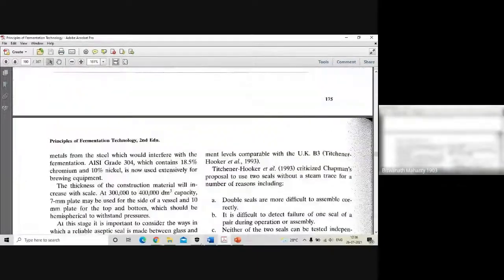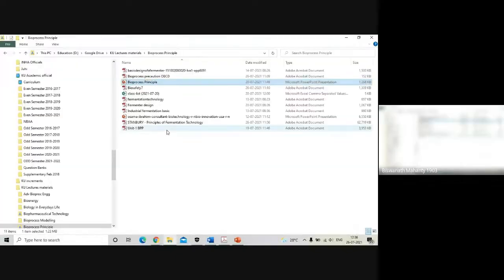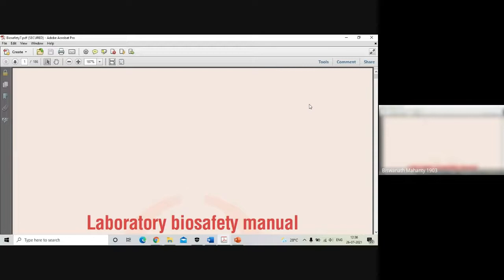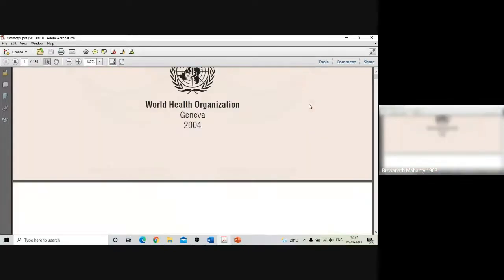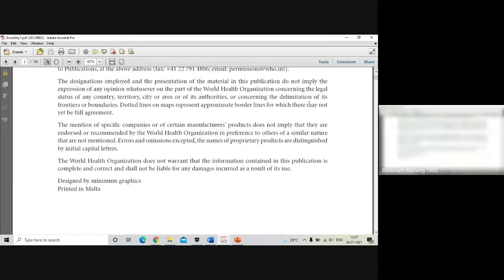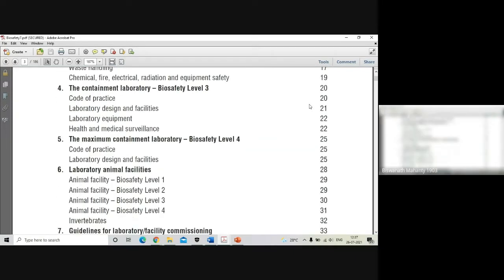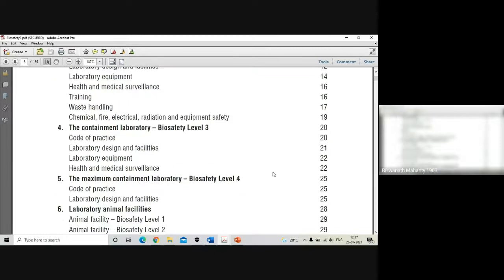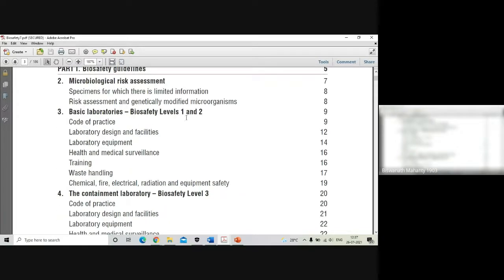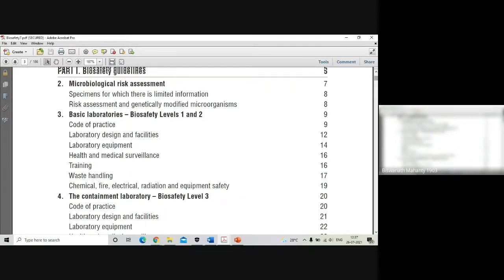But before that, I would also like to take you to, okay, this is the World Health Organization Laboratory Biosafety Manual. It is from 2004, has been updated. I'll just show you some diagrams. Laboratory, for example, basic laboratory, biosafety level 1, 2, biosafety level 3, and biosafety level 4. I think I'll just go there and show you some picture.